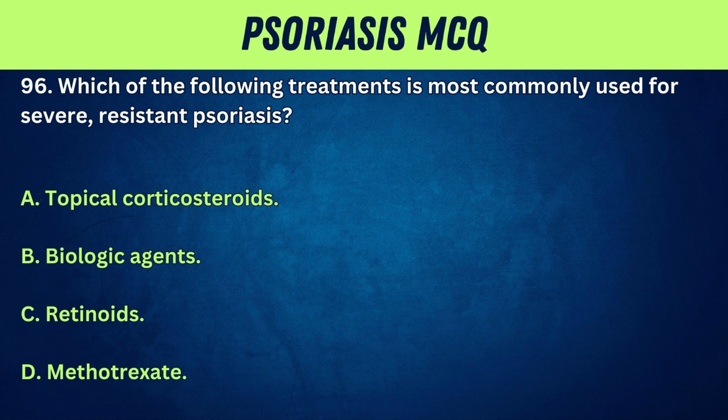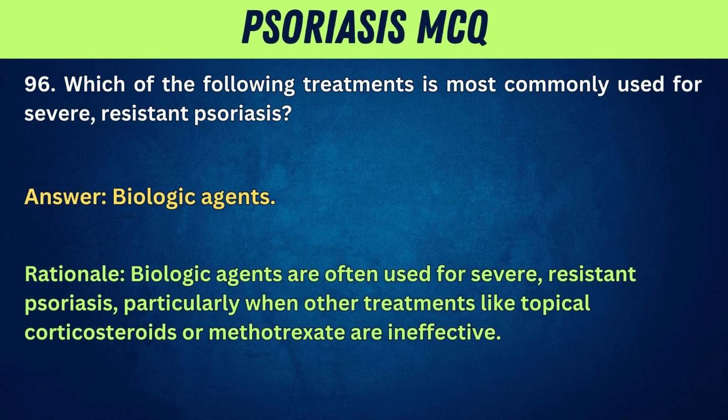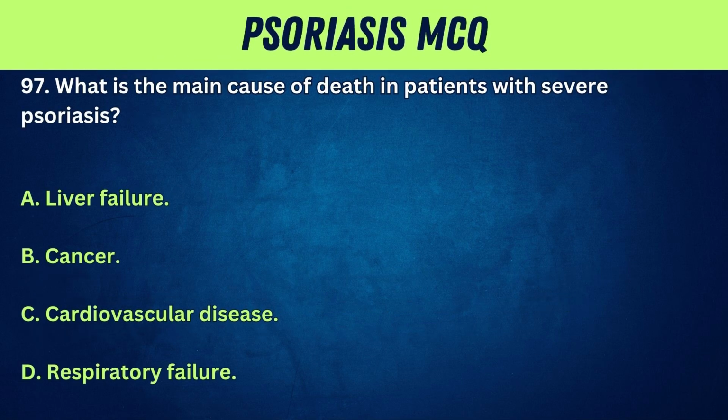96. Which of the following treatments is most commonly used for severe, resistant psoriasis? A. Topical corticosteroids. B. Biologic agents. C. Retinoids. D. Methotrexate. Answer: biologic agents. Rationale: biologic agents are often used for severe, resistant psoriasis, particularly when other treatments like topical corticosteroids or methotrexate are ineffective.